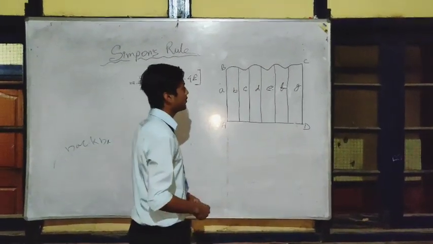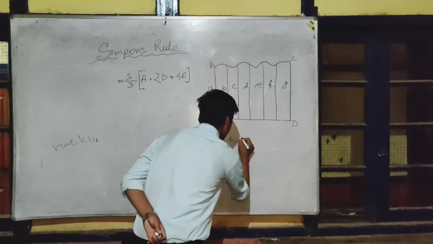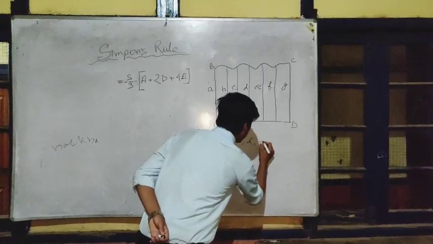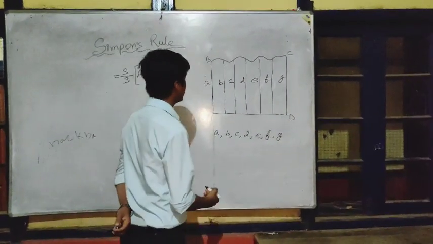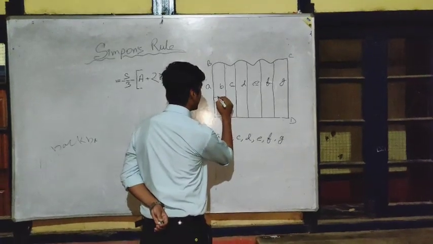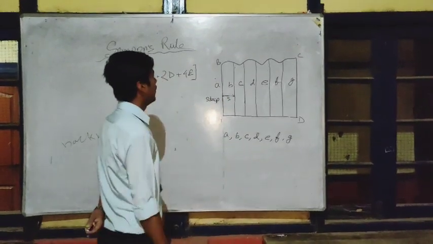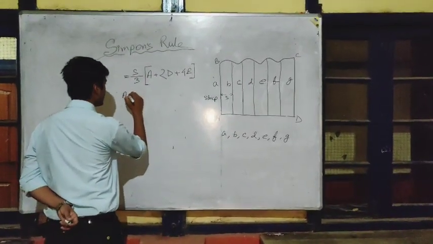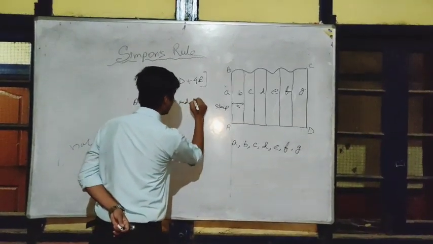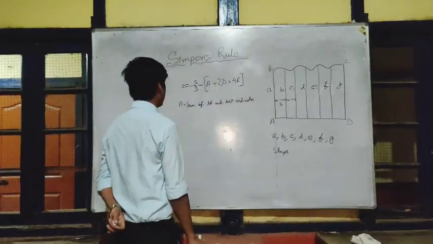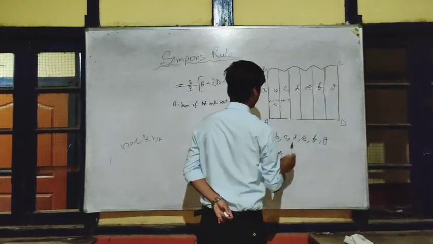In this figure, there are some ordinates, and the ordinates are A, B, C, D, E, F, and G. The distance between these ordinates is known as strip. So in this formula, A means the sum of the first and last ordinates. To find A, we first add the first ordinate and the last ordinate.